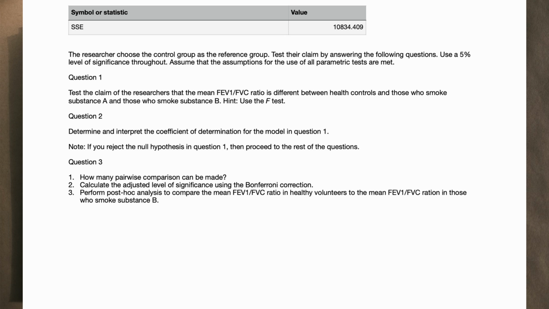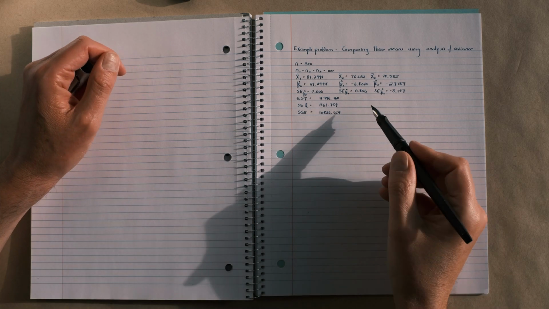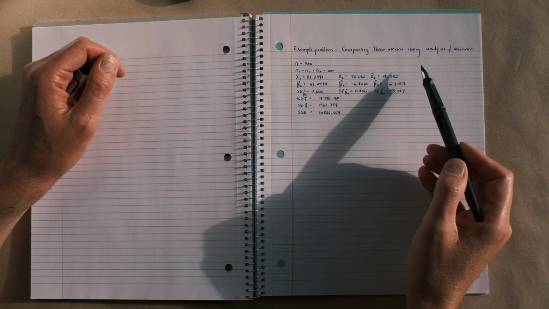Calculate the adjusted level of significance using the Bonferroni correction, and perform post-hoc analysis to compare the mean FEV1 FVC ratio in healthy volunteers, compare that to the mean ratio in those who smoke substance B. So we only need to do one of those because, question number 1, how many can you do? And it takes a long time to get all these done. So let's get started. So I've got the summary here for comparing three means.